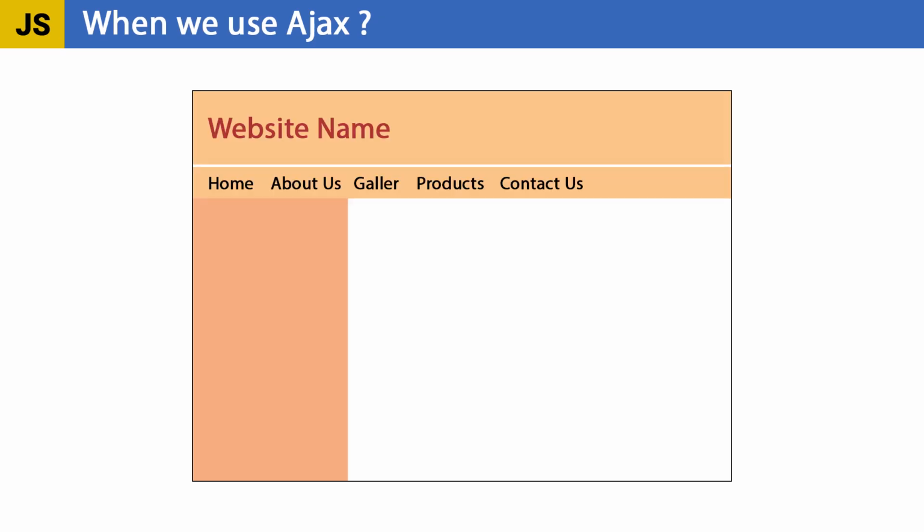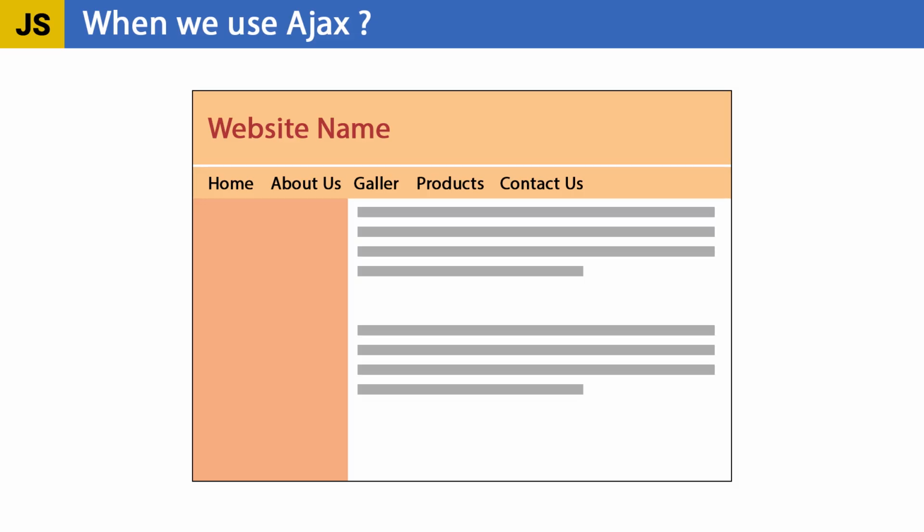Suppose we have a website. We have a header, navbar, and sidebar in our website. And we also have a content bar. Now I want to create a separate page for all of the links. But when we click any link, I want to load only this content part, not the whole website.